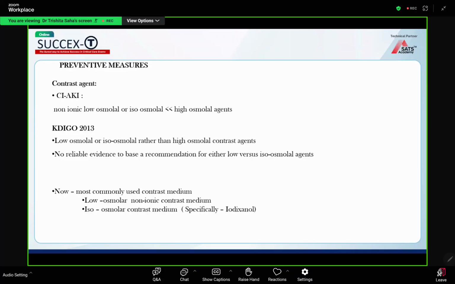The preventive measures for contrast-induced AKI: you have to use non-ionic low osmolar to isoosmolar agents, preferred to any high osmolar agents, because any increase in viscosity of the agent will lead to decrease in the medullary perfusion, which in turn leads to medullary ischemia. KDIGO 2013 latest guidelines suggest use of low osmolar or isoosmolar rather than high osmolar contrast agent. No reliable evidence to base a recommendation for either low versus isoosmolar agents. Now, most commonly used agents are low osmolar non-ionic contrast agent or isoosmolar contrast agent, specifically iodixanol.